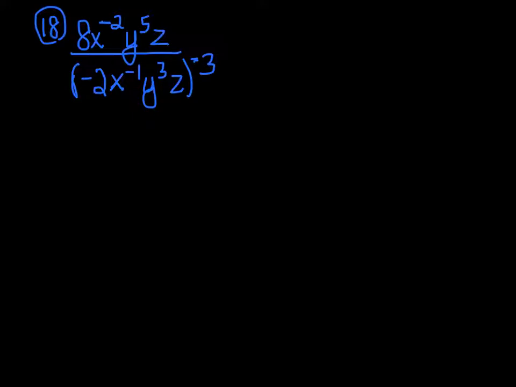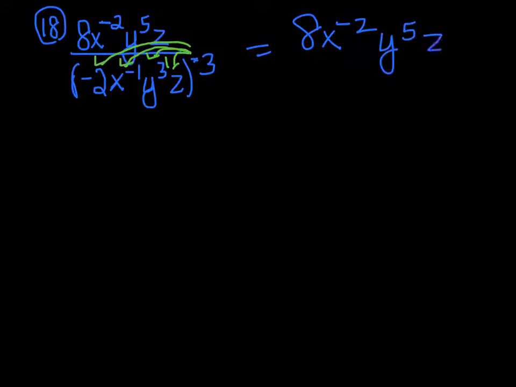Okay, so when I say that I'm going to distribute it through, this is going to get a little ugly looking here. I'm going to apply it to the negative 2. I'm going to apply it to the x to the negative first. I'm going to apply it to y to the third. And then lastly, I'm going to apply it to that z right there. Let me see if I can get an arrow out of that. There we go. Okay, so for right now, I'm just going to leave the numerator alone. That seems to be the least offensive thing in this whole problem right now.